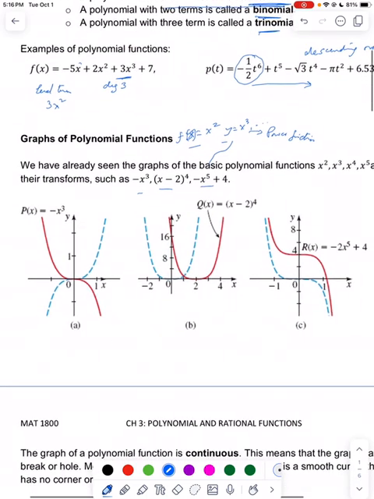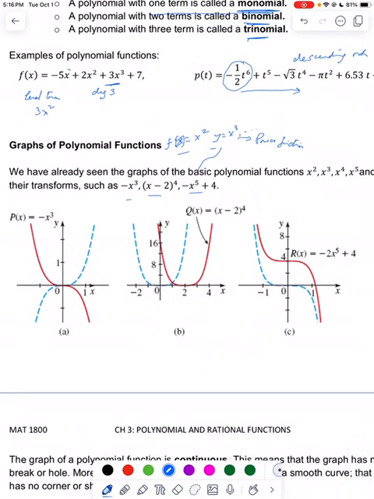Okay, so here are the graphs of these translated or transformed functions. So first, negative x cubed. We know the x cubed graph looks like this, the blue dashed line here, the first figure A. And negative x cubed means flip it about the x-axis. But notice, this is the same thing as negative x, whole cubed, which means flip about the y-axis.